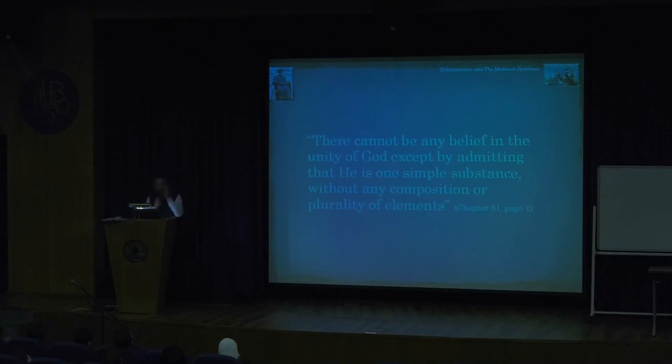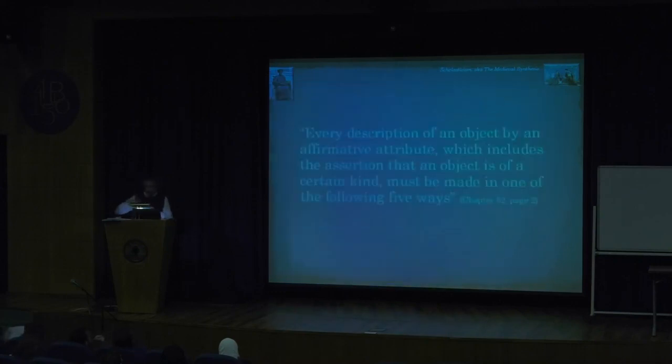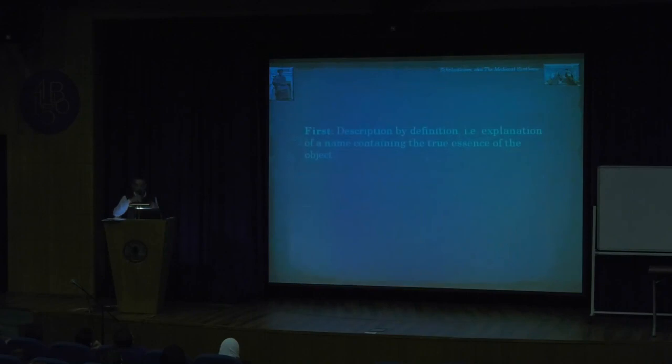All right? And he says, we want to approach this from what we mean by definition from a philosophic perspective. What do we mean when we say, I want to define something? Right? And he says there are five really, but the four main ones we're going to focus on, and there's a fifth way to speak about anything. Every description, he says, of any object by an affirmative attribute, which includes the assertion that an object is of a certain kind, must be made in one of the five following ways.